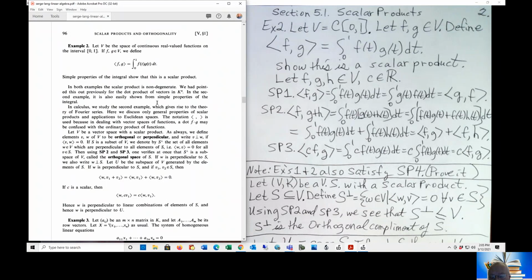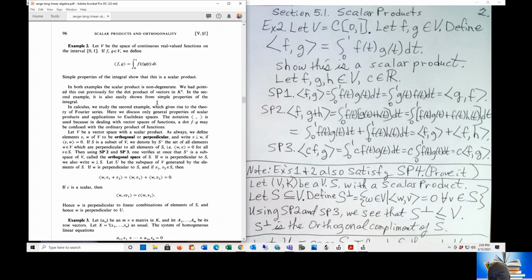And third, we can see clearly that scalars go in and out as they may. The integral of a scalar times a function, you just factor out the scalar. So the inner product of cf with g is c times the inner product of f with g. I use the terminology scalar product and inner product interchangeably.